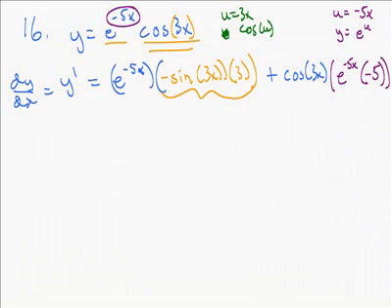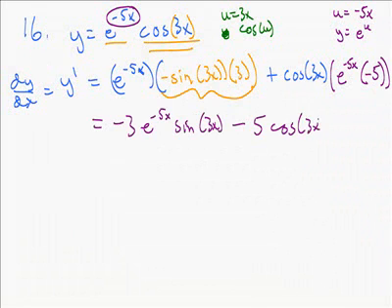That's on the ground level there. Let's clean it up a little bit. We've got a negative 3 e to the negative 5x sine 3x, and then minus 5 cosine 3x e to the negative 5x. And if you wanted, you could yank an e to the negative 5x out. But that is our solution for that.